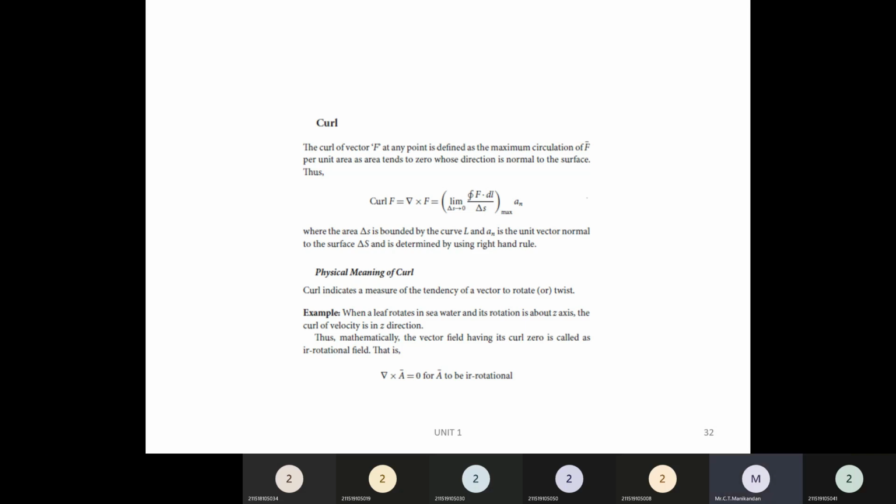The curl of F we can represent as del cross F. Gradient means del F, divergence means del dot F, curl means del cross F. So what is a simple way to say it? Curl indicates a measure of the tendency of the vector to rotate or twist. That is what we have for curl.